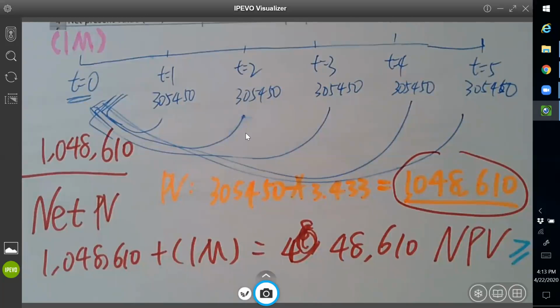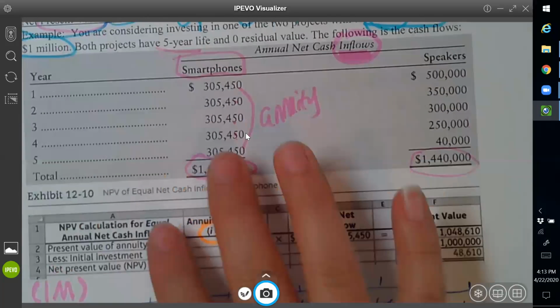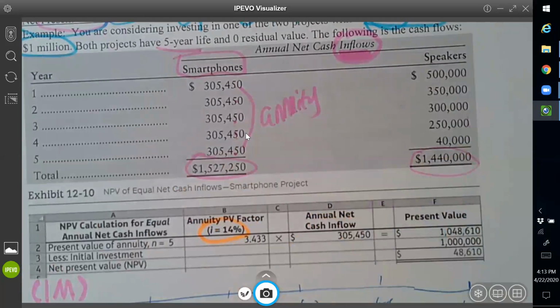Does this make sense, yes or no? Okay, so I stop here. We talked about the smartphone. In the next video, we talk about the speaker and then we compare those two projects. Which one has a higher NPV? We want to focus on that one. Does that make sense? We want the NPV to be larger. That means the project is more attractive. Okay, let me know if you have any question. I'll see you next time.